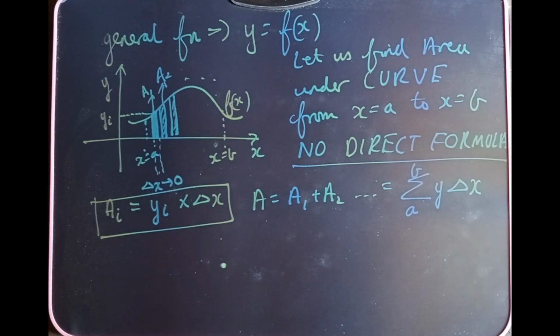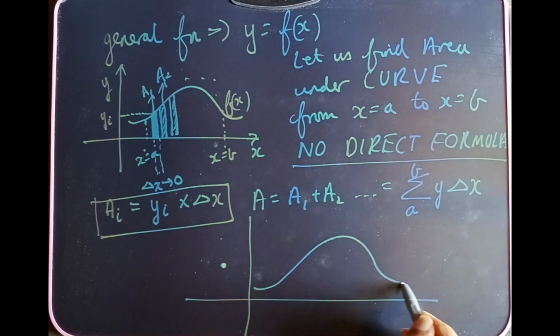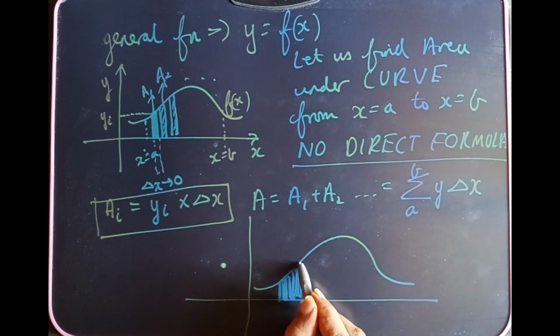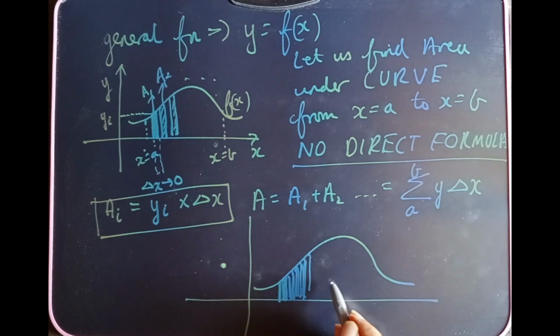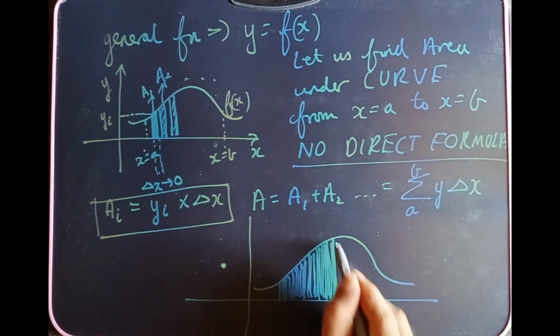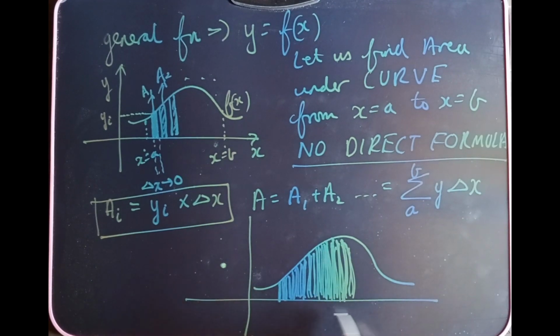If you tend delta x to 0, what will happen? The graph will look like this. You're taking very small areas, hence the entire graph will be covered. So like that, if you keep drawing lines very close to each other, with delta x tending to almost 0, you can cover from a to b.